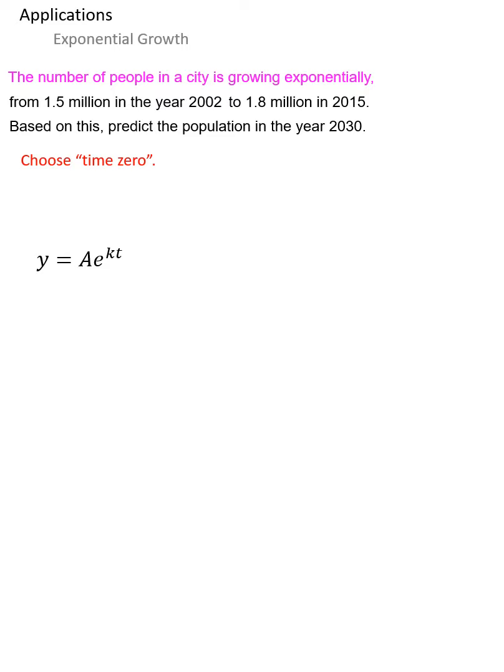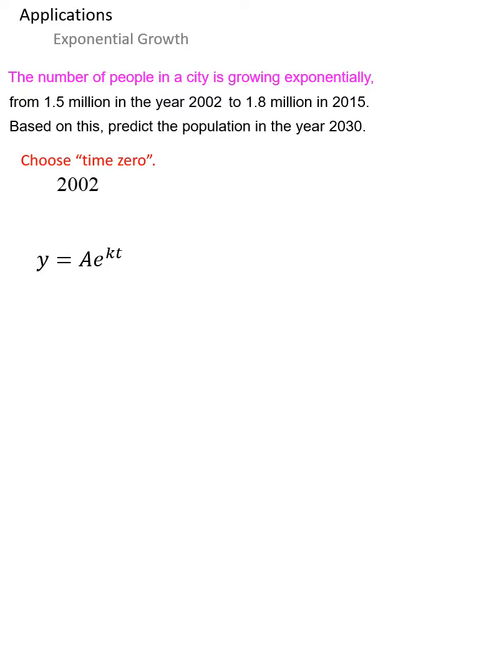But I'm not going to use that time zero. I'm going to use 2002 as my time zero. Now, that is just a little math trick that's going to make the algebra much, much easier in this problem. Now, what does it mean that 2002 is my choice of time zero? Does it mean that this city didn't exist before 2002? I'm quite sure that's not the case.